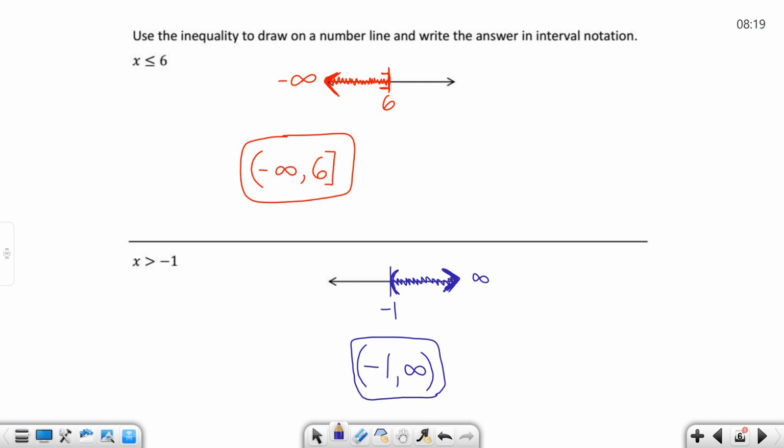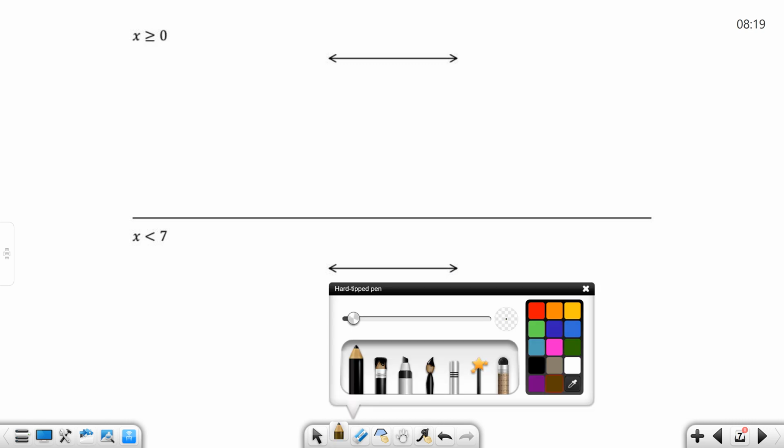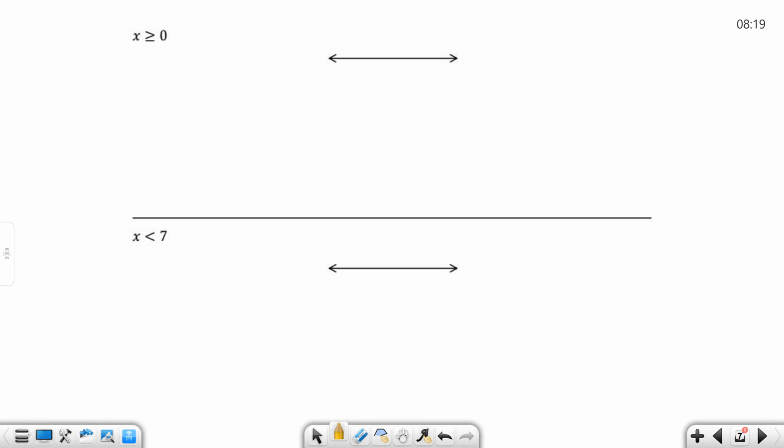So let's look at some more of these. X is greater than or equal to 0. So what number do I care about? There you go. There's all you ones that want to put 0 there. I did that one just for you. All right. So x is greater than or equal to 0. Which way is greater than? It's to the right. So we're going to come out here to the right, and when I get to the arrow, I'm going to darken my arrow in. And that's infinity, right?